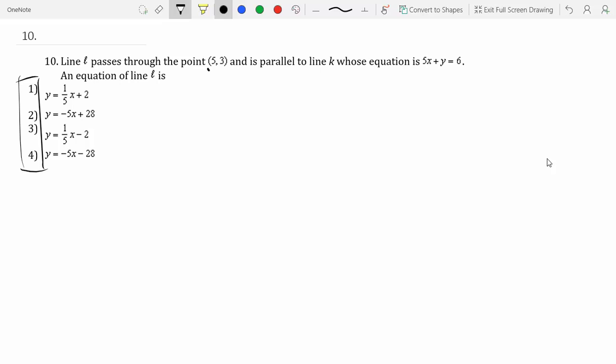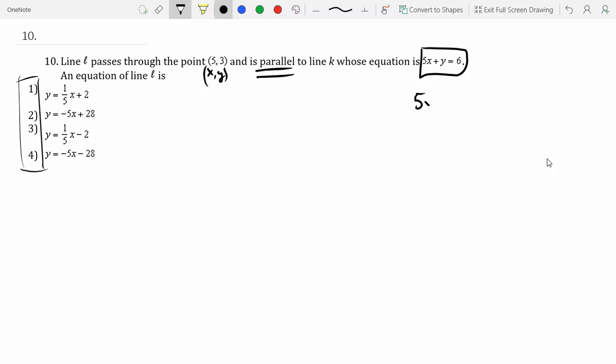So this is another problem where you've got a point, and your line needs to pass through that point. Except this time, it's got to be parallel to this given line. So whenever you're dealing with parallel or perpendicular, you need to know the slope of the line they tell you.